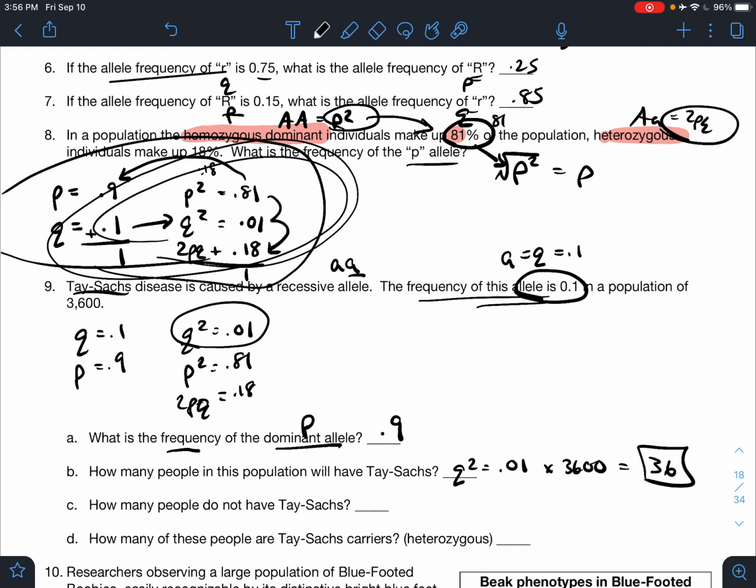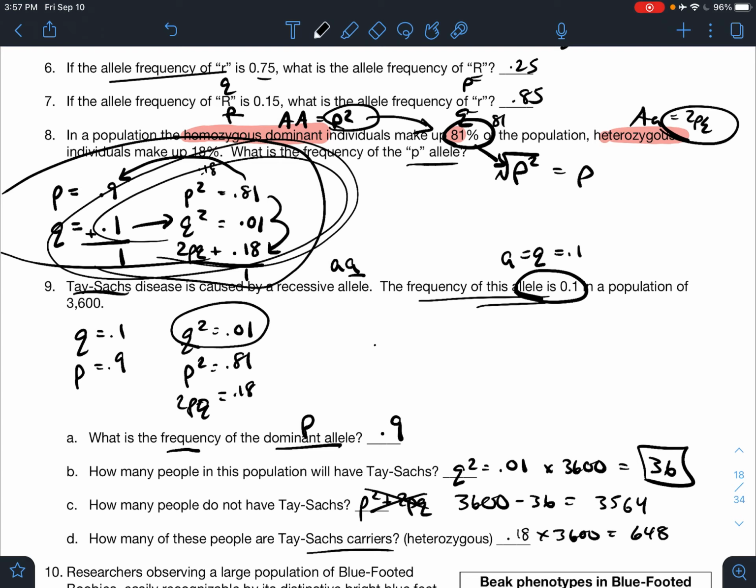How many people don't have it? Well, that's technically P squared plus 2PQ, but why do all that math? Just take your 3,600 and subtract your 36 from it. And you're going to get 3,564. And how many are carriers? Okay, so that's our 18% times our 3,600. And that's going to give us our 648.